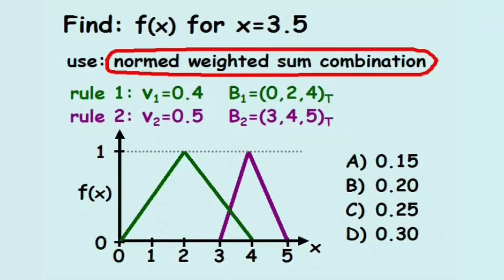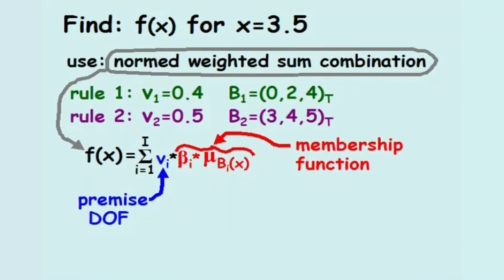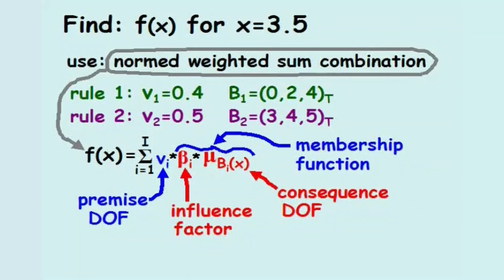The problem states to use the norm-weighted sum combination method to develop the function f of x, where f of x equals the sum of the degree of fulfillment from the premise clauses, vi, times the membership function of the fuzzy consequence, beta i times mu bi of x, where beta i equals the influence factor and mu bi of x equals the degree to which the fuzzy consequence is fulfilled for all rules i.